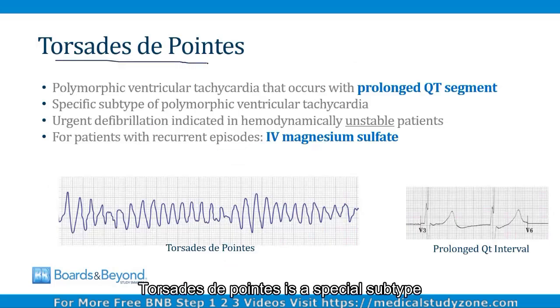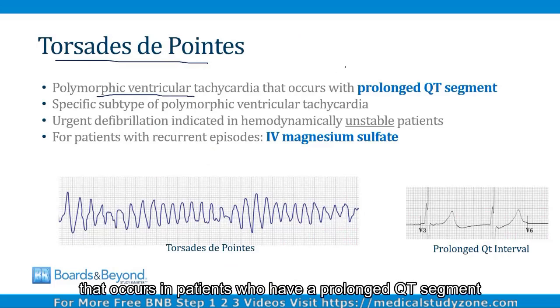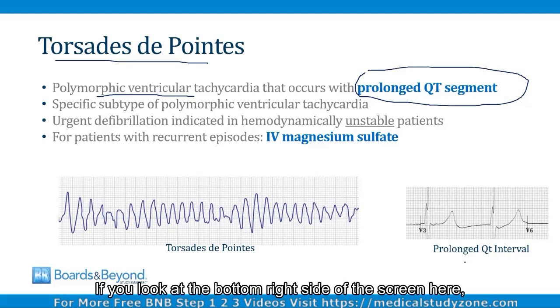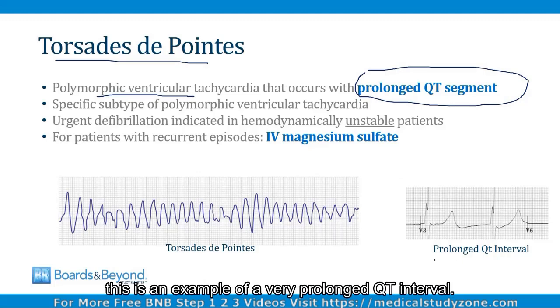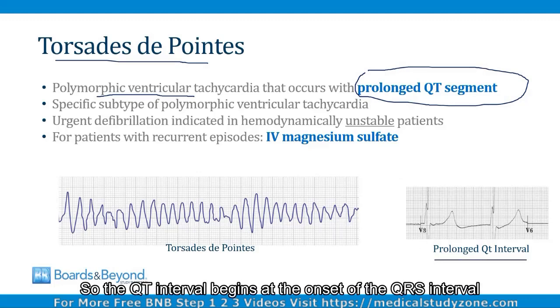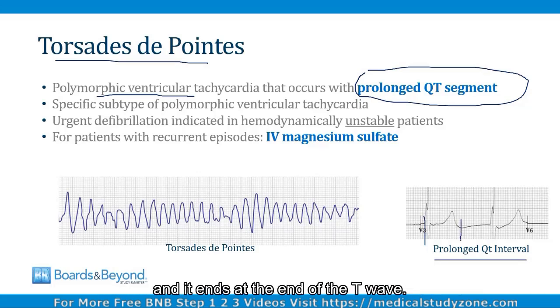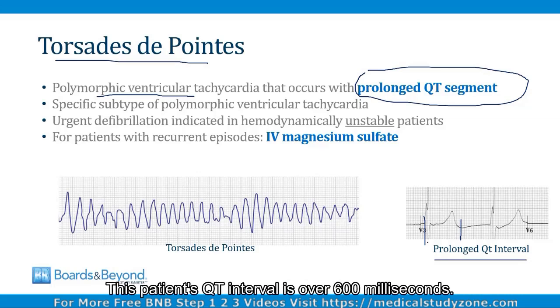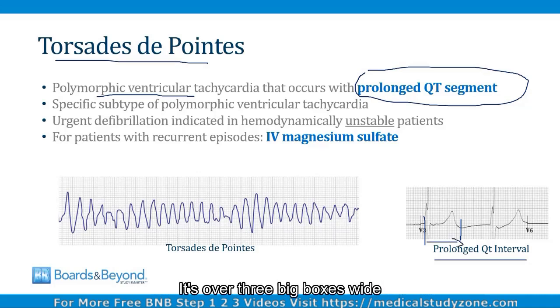Torsade de Pointes is a special subtype of polymorphic ventricular tachycardia that occurs in patients who have a prolonged QT segment on their surface ECG. If you look at the bottom right side of the screen here, this is an example of a very prolonged QT interval. So the QT interval begins at the onset of the QRS interval and it ends at the end of the T wave. And a normal QT interval is about 400 to 500 milliseconds. This patient's QT interval is over 600 milliseconds. It's over 3 big boxes wide, and that is severely prolonged.